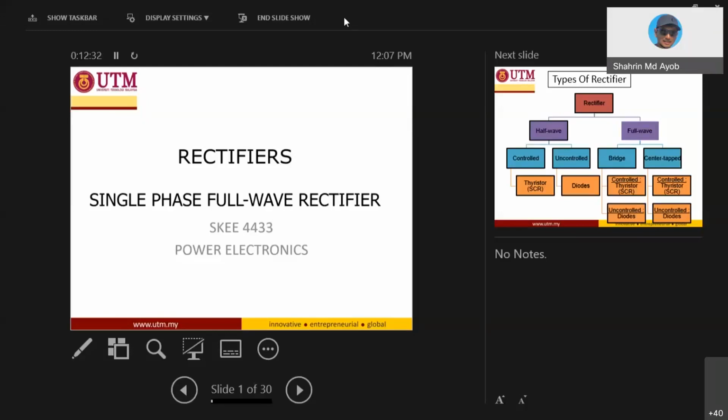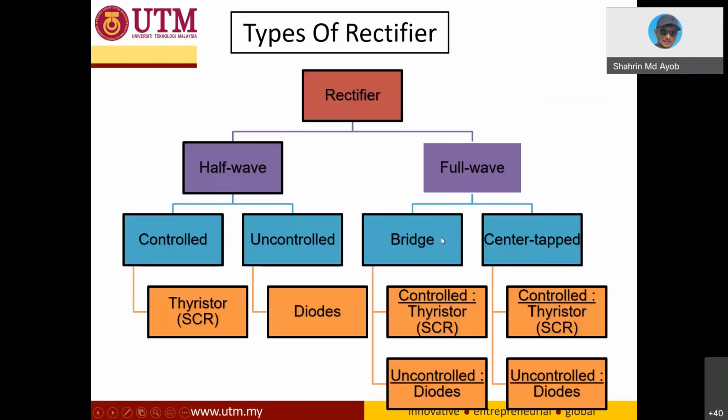Okay, so we continue. Chapter: rectifier, single phase, full wave rectifier. So we have already learned about the half wave rectifier, which is the controlled and uncontrolled. So right now we go for the full wave.